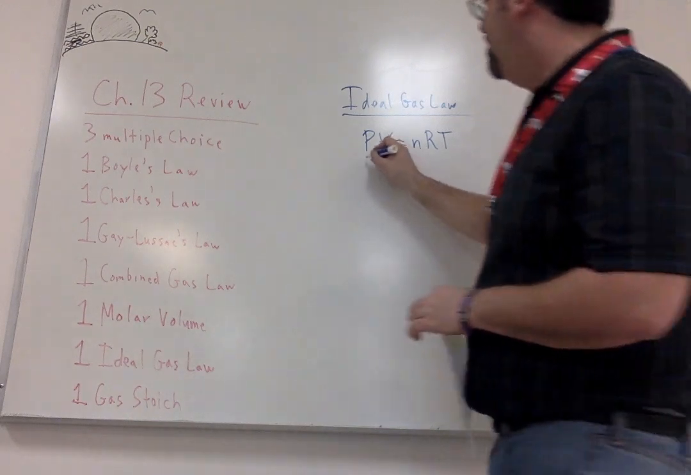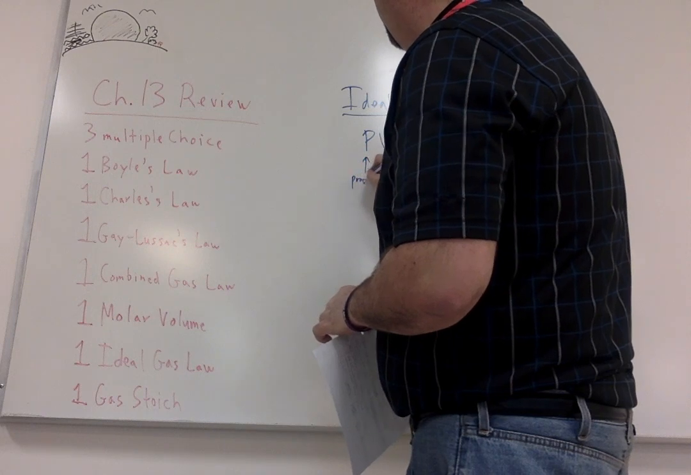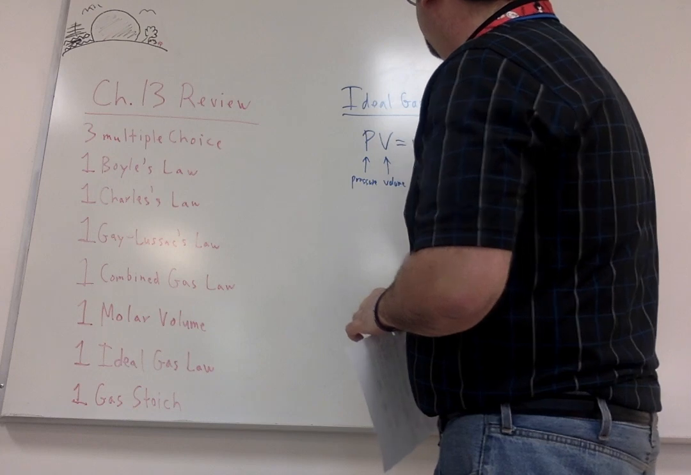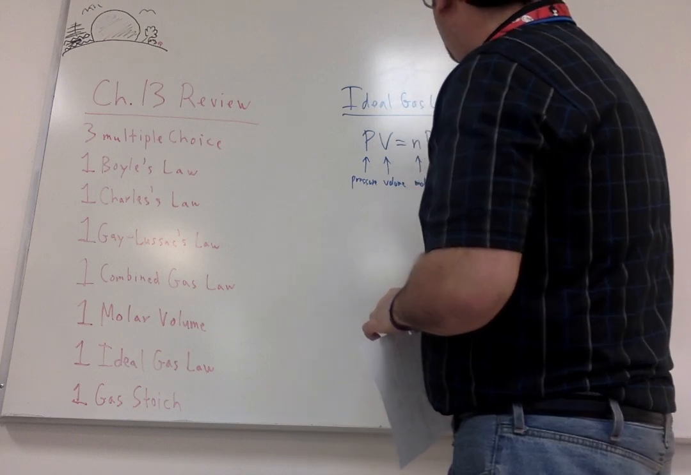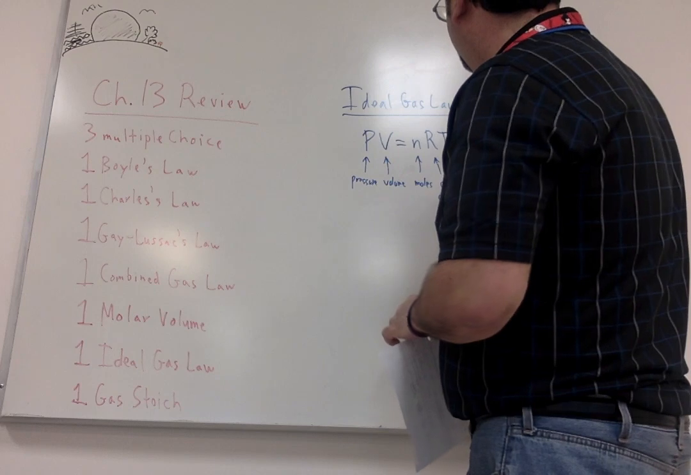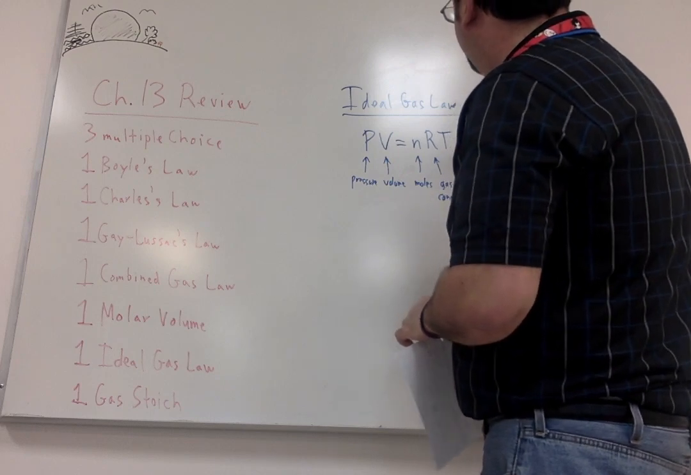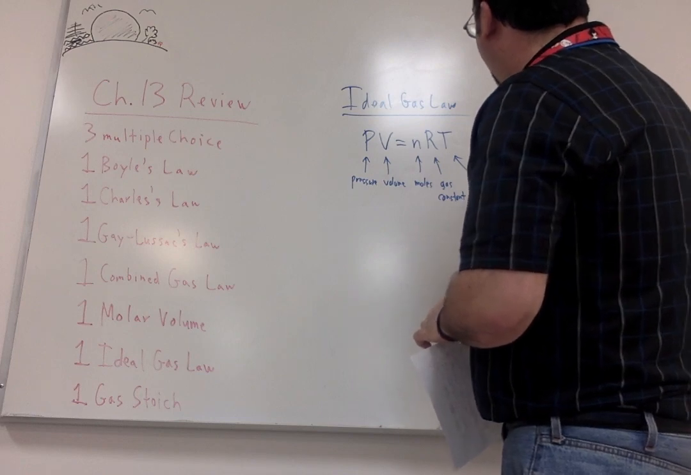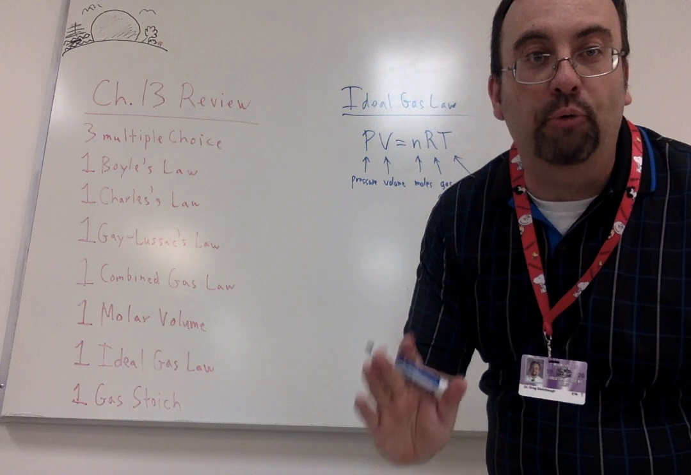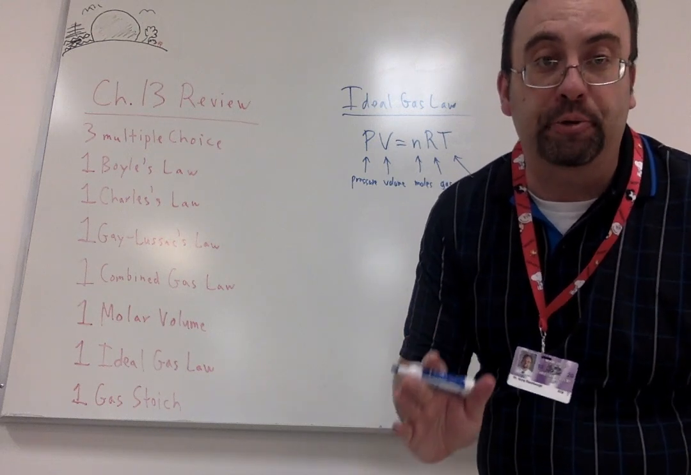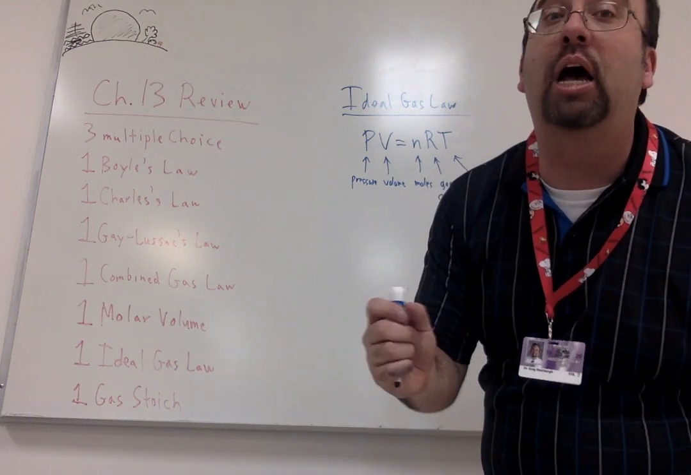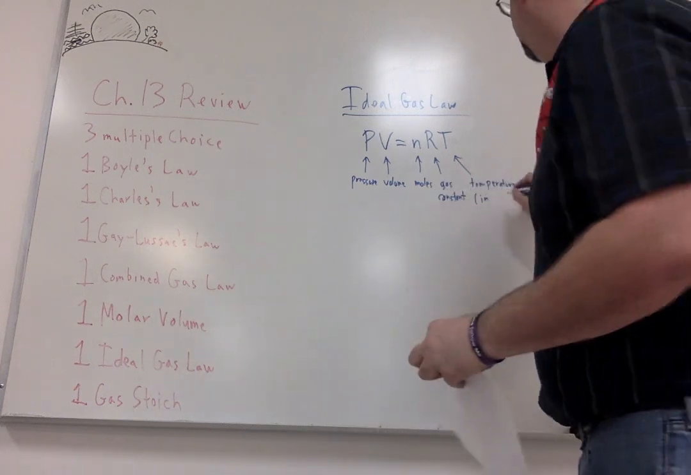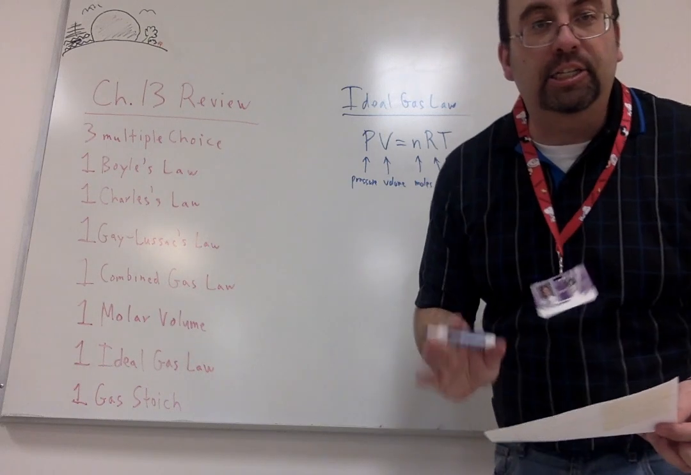So remember, P is pressure, V is volume, N is moles, R is your gas constant, and T is temperature in Kelvin. Don't forget you have to always convert to Kelvin when you deal with temperature. So remember, for Charles's law, Gay-Lussac's law, and for the ideal gas law, remember to convert to Kelvin. All right, here's the setup for this problem.